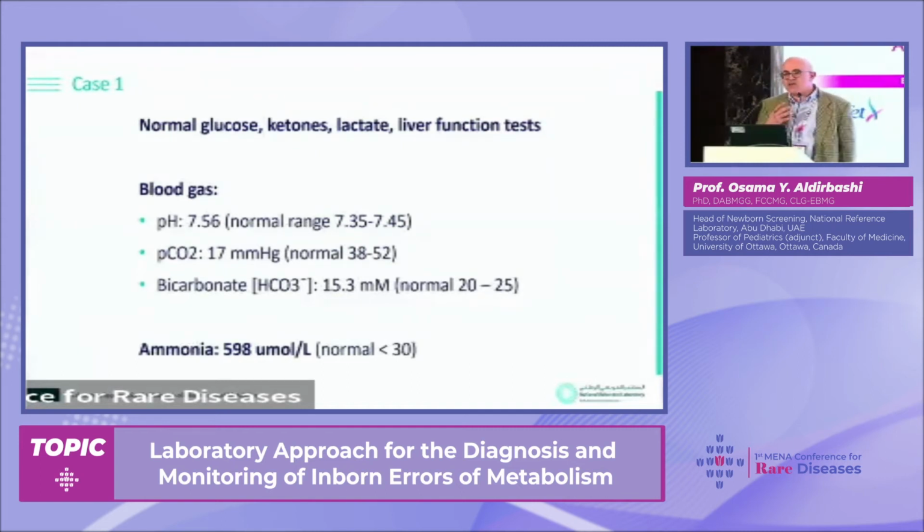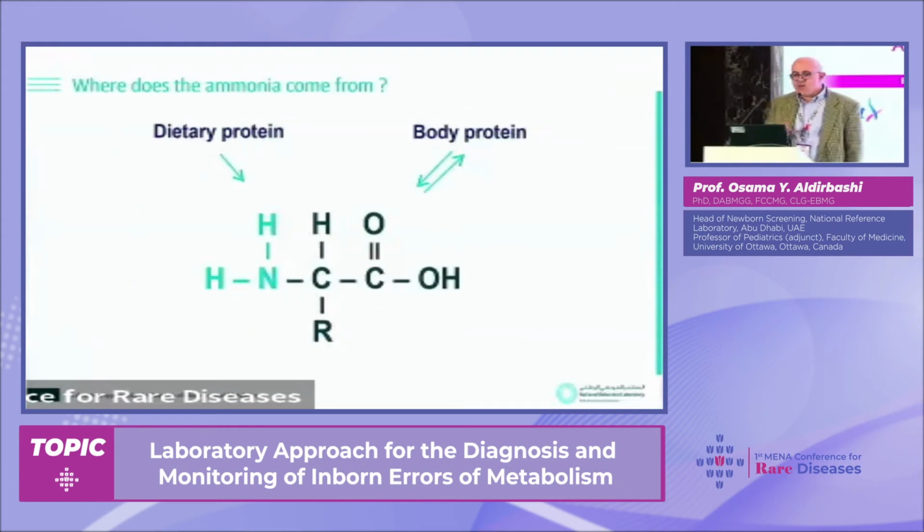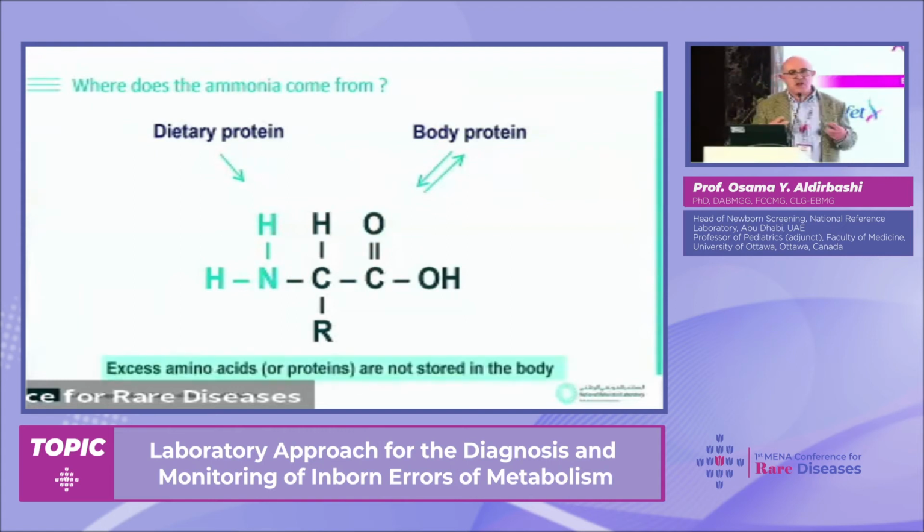So where does this ammonia come from? Ammonia comes from the metabolism of amino acids. So it's the removal of this amino group here. And amino acids can either come from dietary proteins or can come from the catabolic processes in our body. And because, unlike fat, proteins and amino acids cannot be stored in our bodies, unless they are utilized, they have to be excreted.